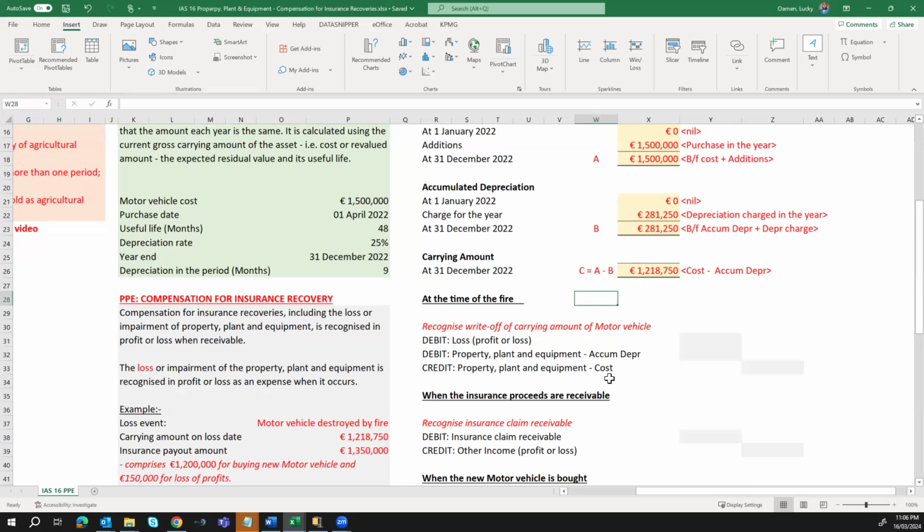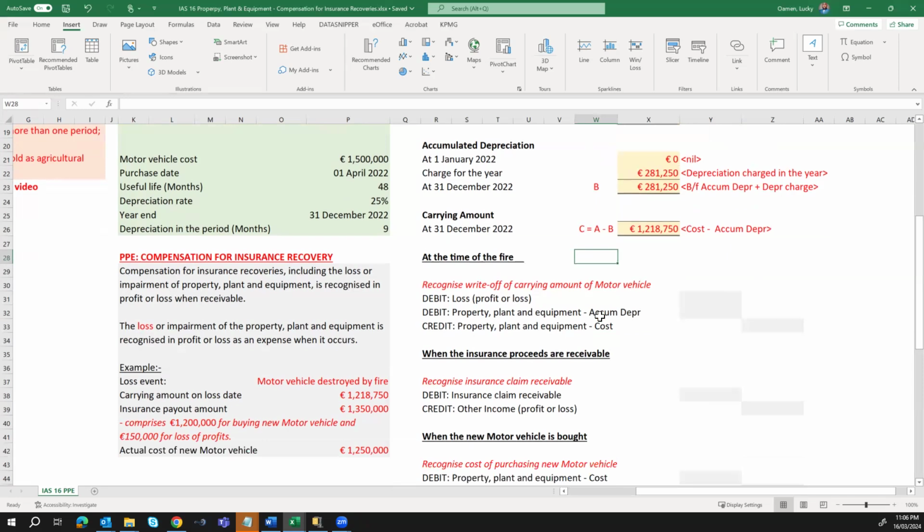All right, so we have an example to help us explain this. So because we've insured our motor vehicle against any loss event, if a loss event happens, this is what we need to do to account for the loss event. And when we eventually get a recovery from the insurance company, how do we account for it? And when we subsequently buy a new motor vehicle, how do we also account for it and see the accounting entries to pass in these different situations? So in our example here, we have a loss event that has happened to our motor vehicle, which is the motor vehicle got destroyed by fire.